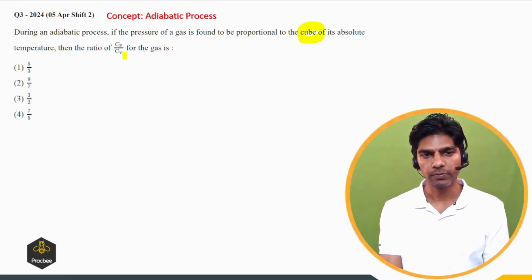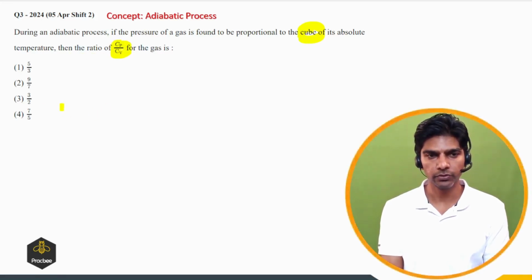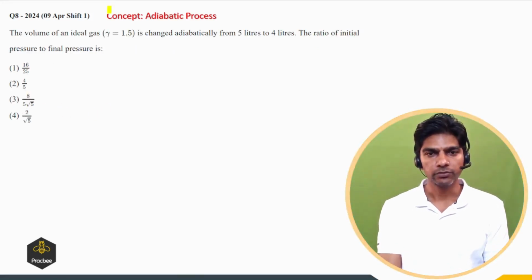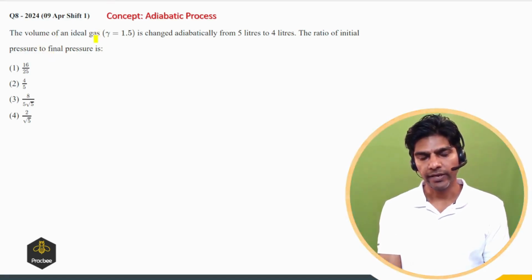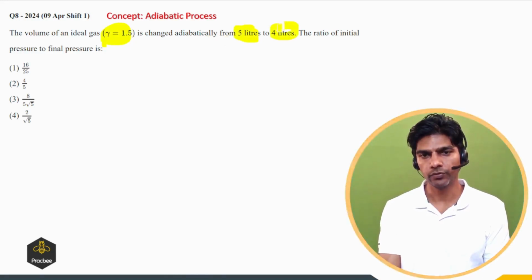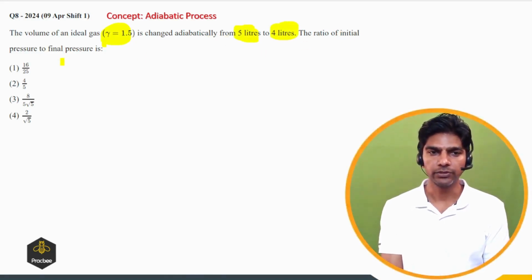Then the ratio of Cp by Cv, right? We have seen and done the same question, so you can do this on your own, and the answer is 3 by 2. Right, so let us see this question. The volume of an ideal gas whose gamma value is given as 1.5 is changed adiabatically from 5 liter to 4 liter. Find the ratio of initial pressure to the final pressure.